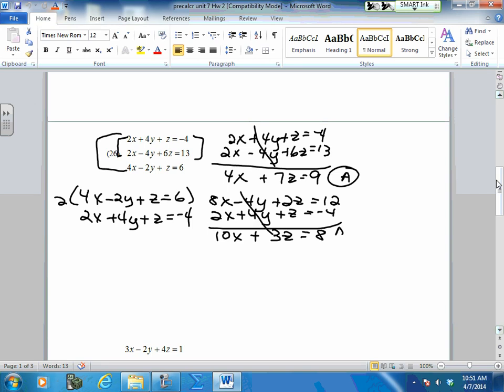Okay, this is my second one. Now, I'm going to take those 2, A and B, because now they have 2 variables, 2 equations, 2 variables. I'm going to eliminate another variable. Alicia, what one would you like to eliminate? Let's do the x. So what would you like to multiply the top by?